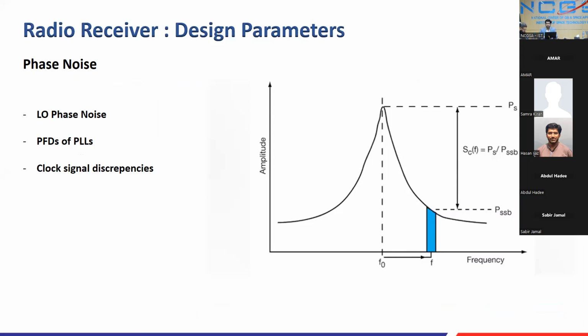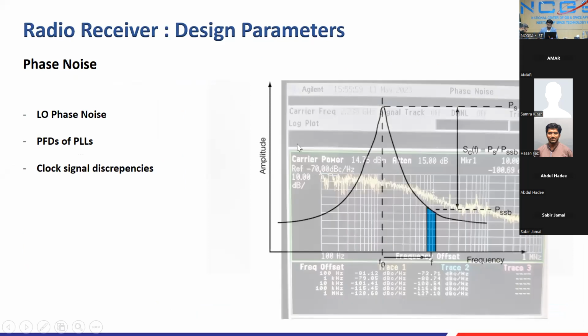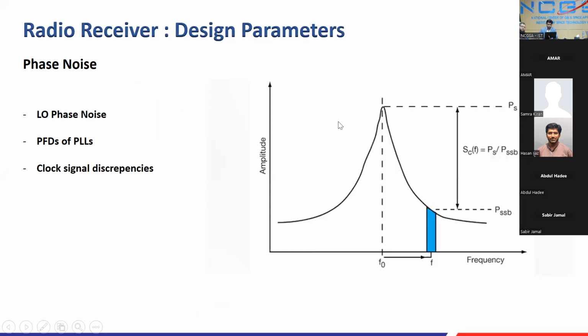is the phase noise and its effect on the receiver. You can see that is what I was talking about. This is actually, for example, the LO frequency, the tuning LO frequency or the fixed LO frequency. You can see this is the exact frequency point. For example, this is the tuning LO.